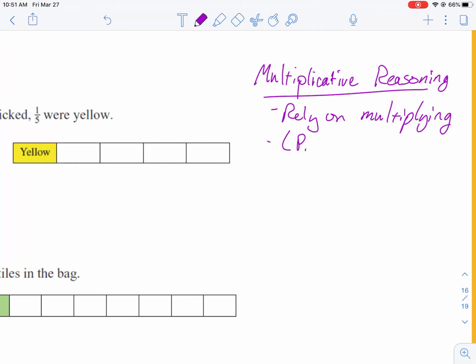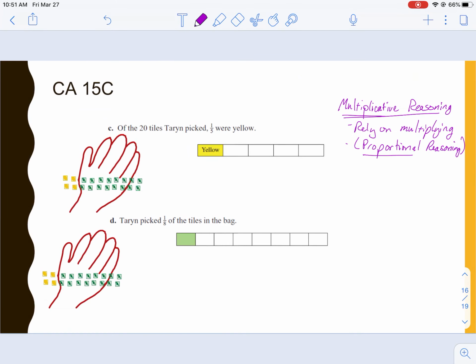And another term that you'll see connected to this is proportional reasoning. To be honest, I don't know that I know clearly how to define multiplicative versus proportional. They're similar. And you'll see that in this example.